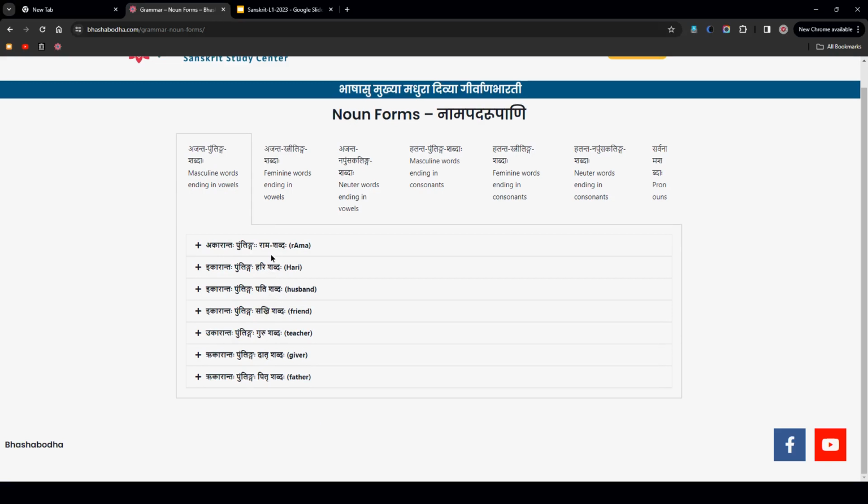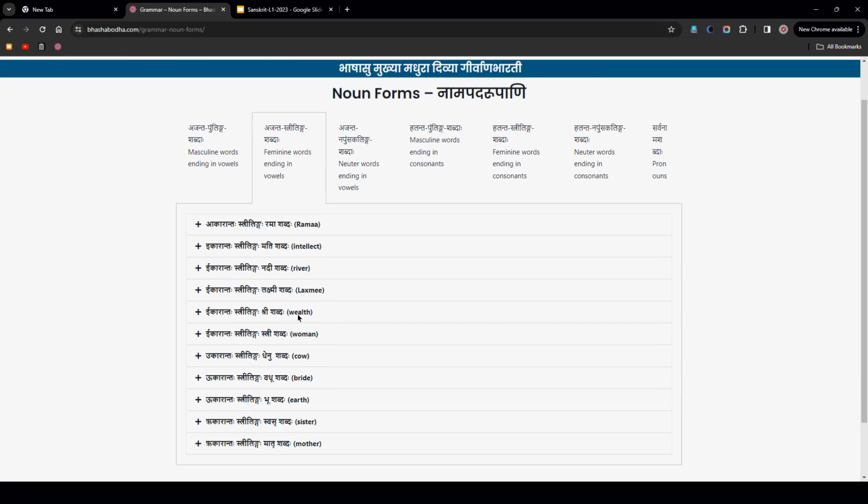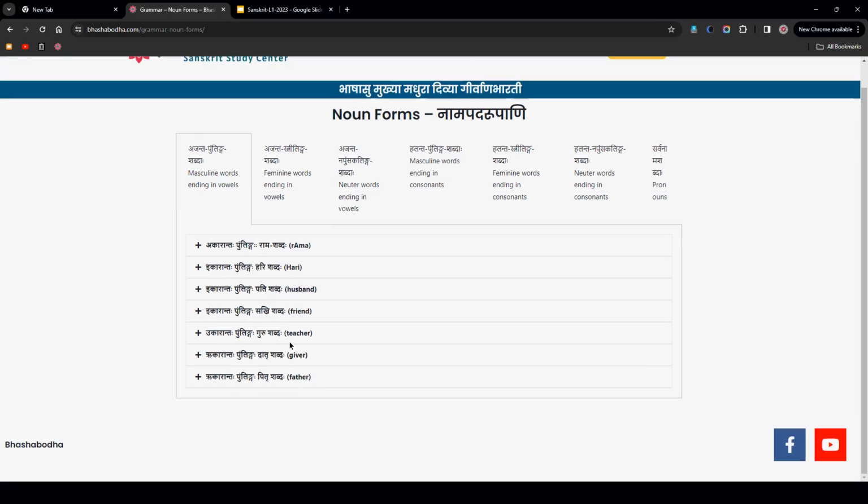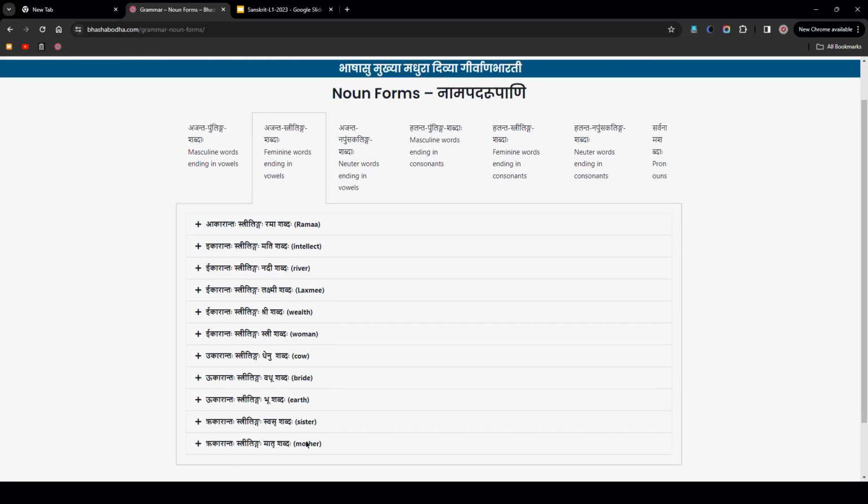So there could be words ending in the same Swara, the same sound, like E here, which could be Pullinga or Strilinga. And there is a word ending in O, like Guru, and we have a word ending in, like, there is no Okara here, not shown here. But there is a Nadi, Dirgha, these are all E, and there is an O also. Guru, and this is Dhenu Shabda. This is ending in O, Strilinga. This is Guru Pullinga. Ukara, we have Dhatru, Pitru, and we have Matru. Here, Swastru. These are all Strilinga.